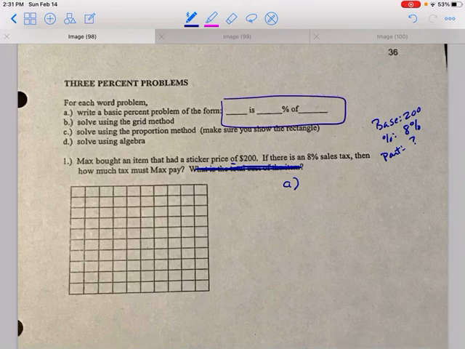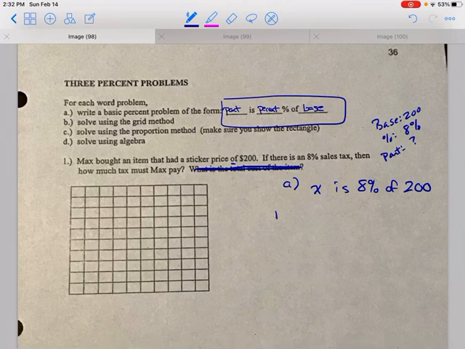So if I go back to this form, okay, the part goes here, the percent goes here, and the base goes here. So I would say X is 8% of 200. All right, so that's all you do for part A, is just write a basic percent problem.